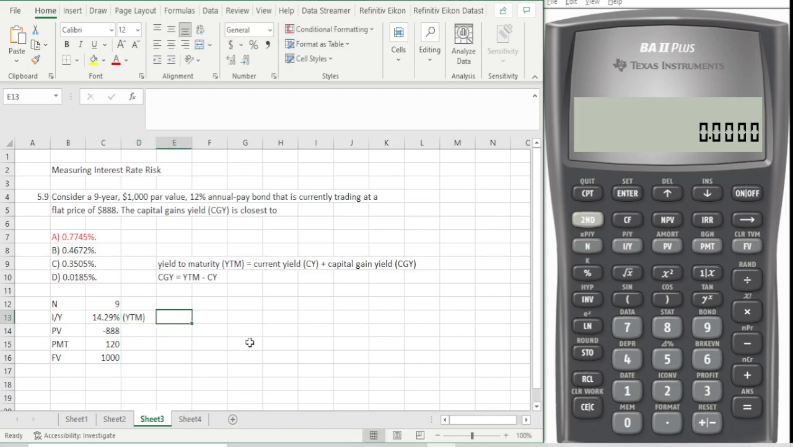How to figure out current yield? Current yield is the annual coupon payment divided by present value. Okay? 888. We good? Enter. You will get the current yield. Okay? YTM minus current yield will be the capital gain yield. We good?